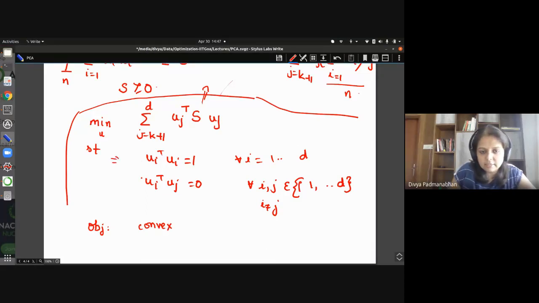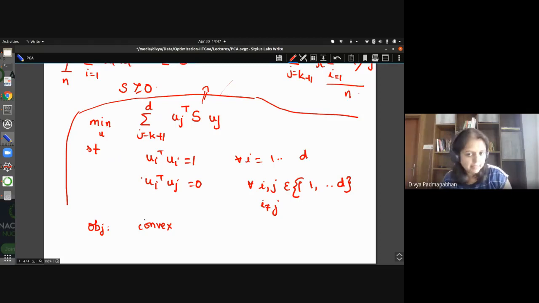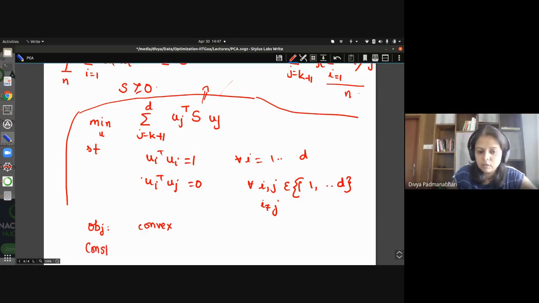The objective is convex because the second derivative is positive semi-definite. Exactly. You can use this property: the second derivative, the Hessian, is positive semi-definite. So now in terms of the constraint set, is this a convex set?